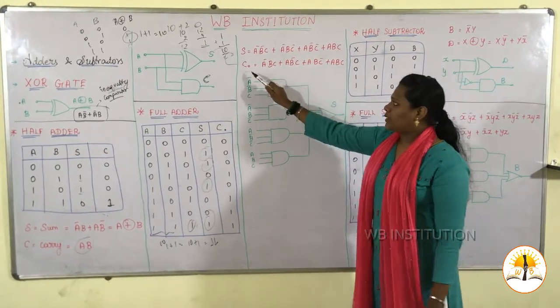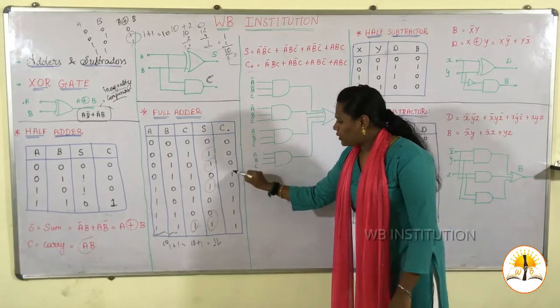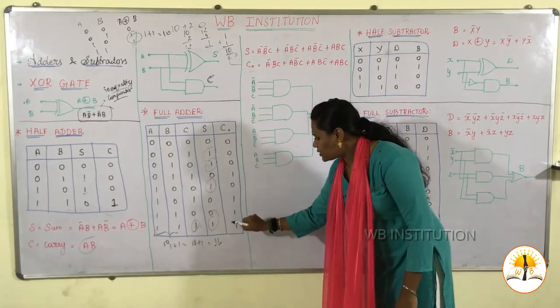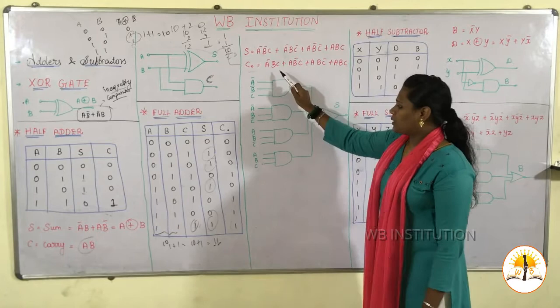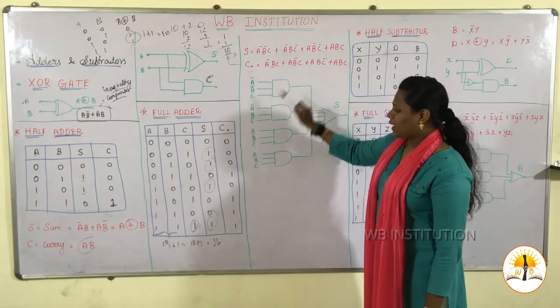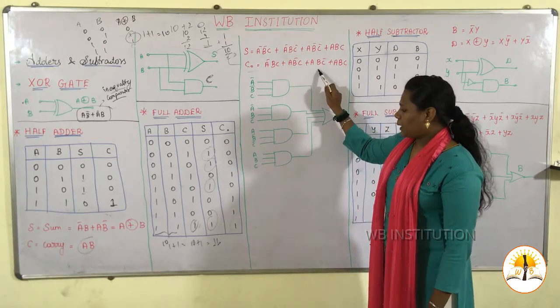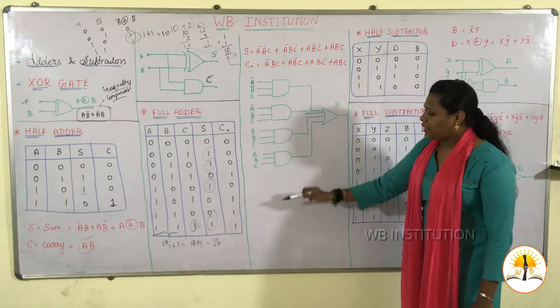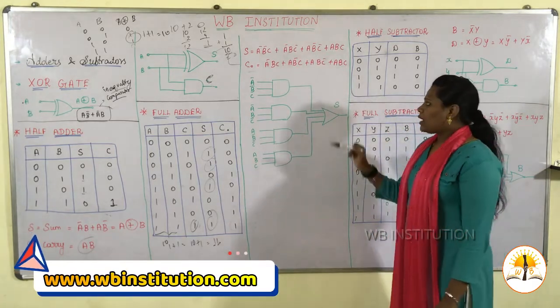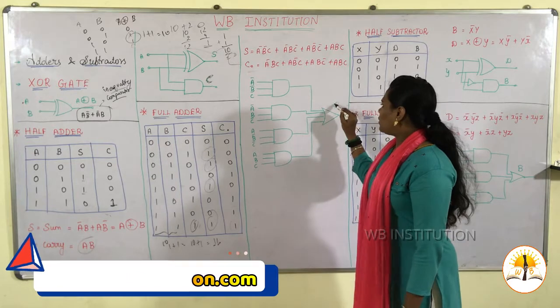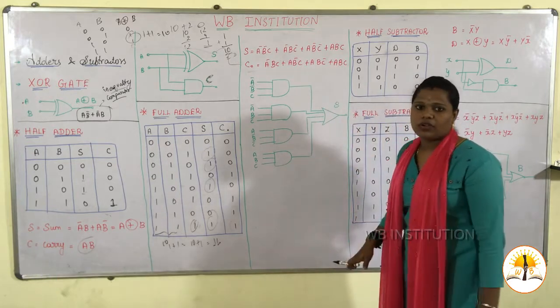Then coming for carry. This is C naught. Carry you will be having 4 ones here. Here it is A bar, B, C and A, B bar, C. A, B, C bar and finally A, B, C. Okay, so I have mentioned only the logical diagram for the sum. The vice versa can be used for your carry also.